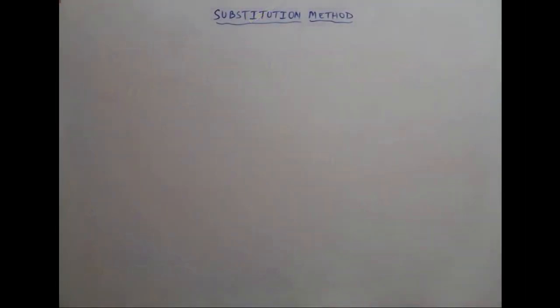Hello students, in this video we learn about the substitution method, a method that is used to solve linear equations in two variables, that is, to find out both x and y. So this is the second type of method. The first method that we know is the elimination method. Let us solve for x and y using the substitution method.